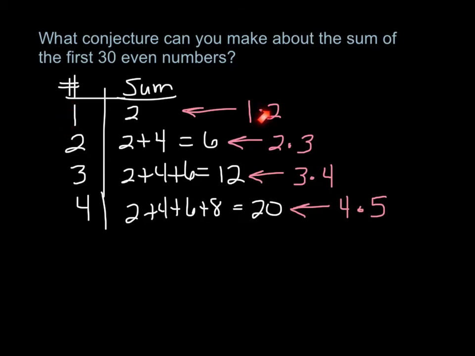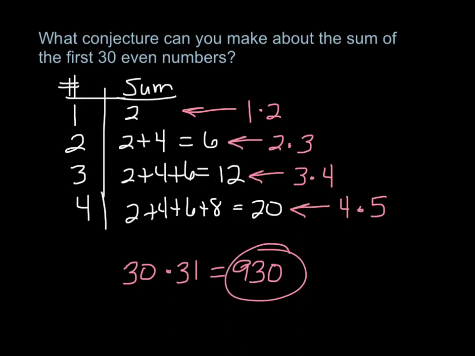Take this number, we times it by 2. We take this number, times it by 3. We take this number, times it by 4. We take this number and times it by 5. So what is the sum of all 30 even numbers? Well, the 30th term would be 30 times 31, which will give us 930.